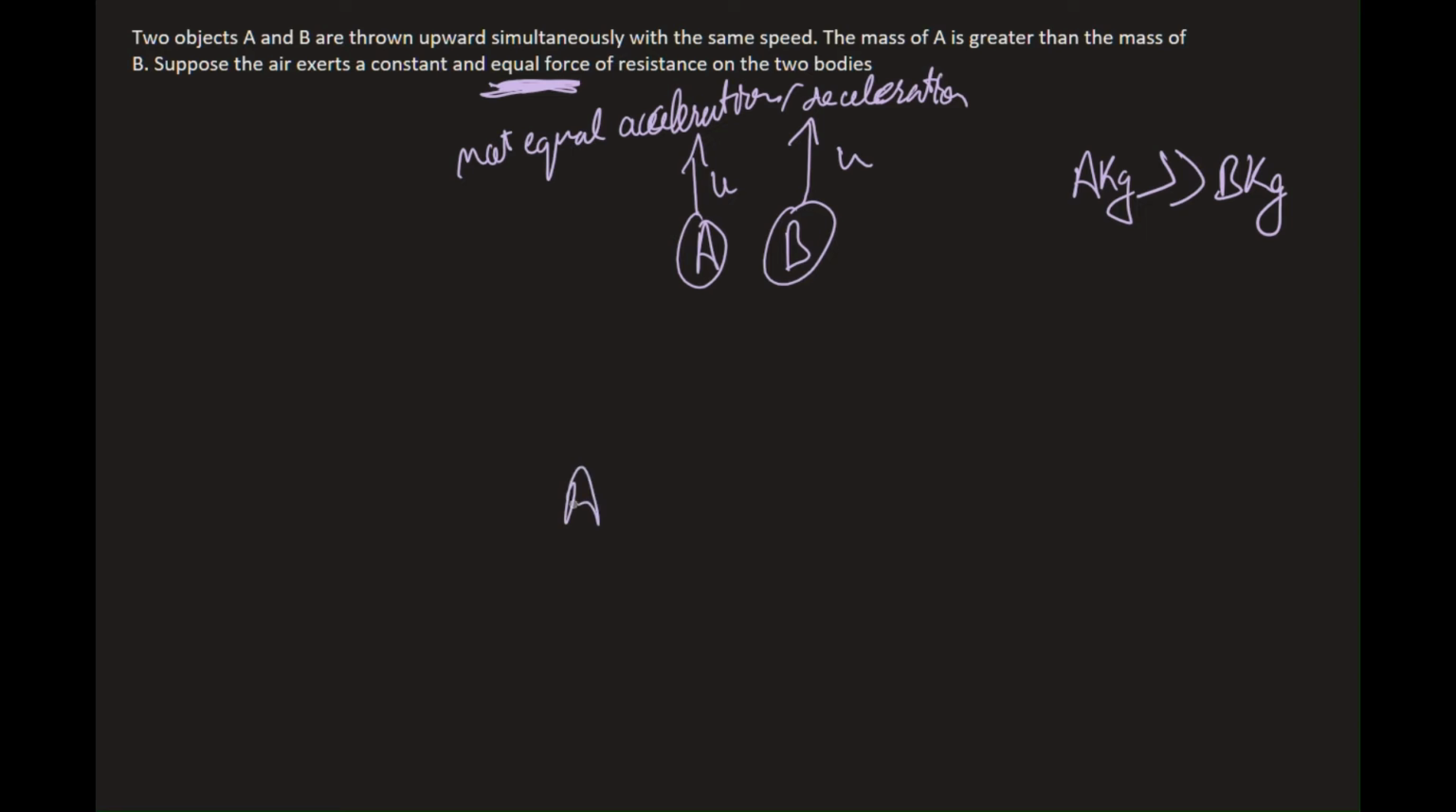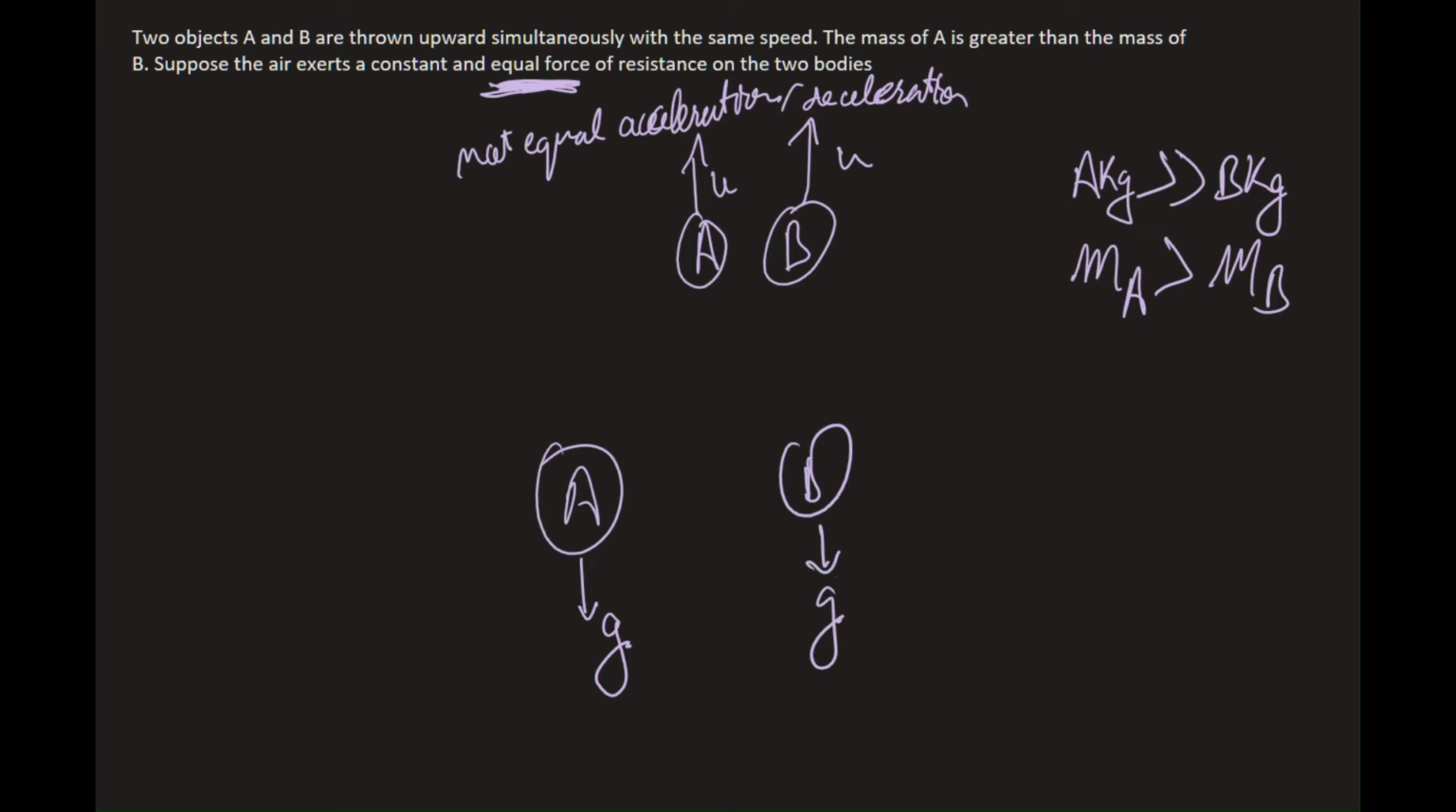So let MA be the mass of A and MB the mass of B. MA is greater than MB. Acceleration due to gravity is g, which is downward. It is equal in both of them. Their initial velocity is equal. The formula for height is s equals ut plus half at squared. In this case, a would be minus g, but remember the twist.